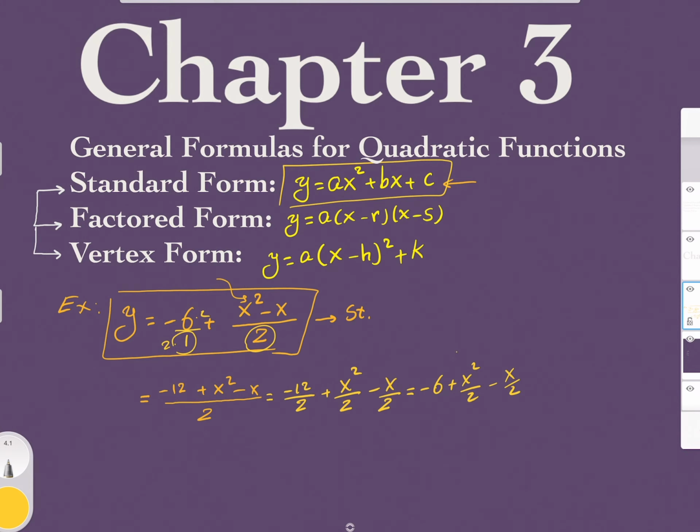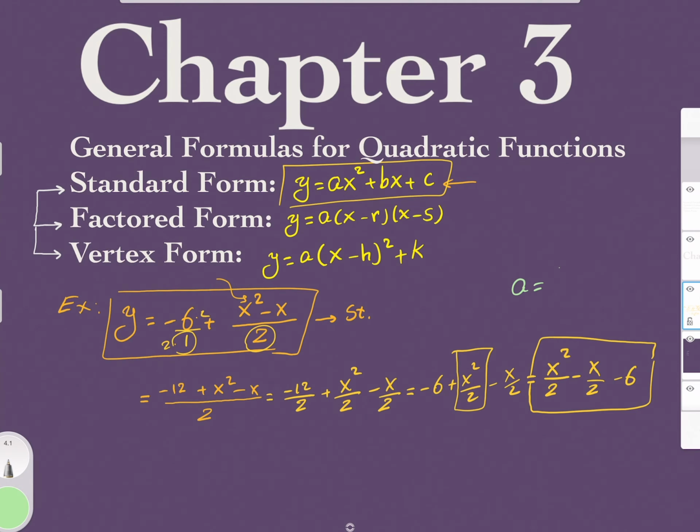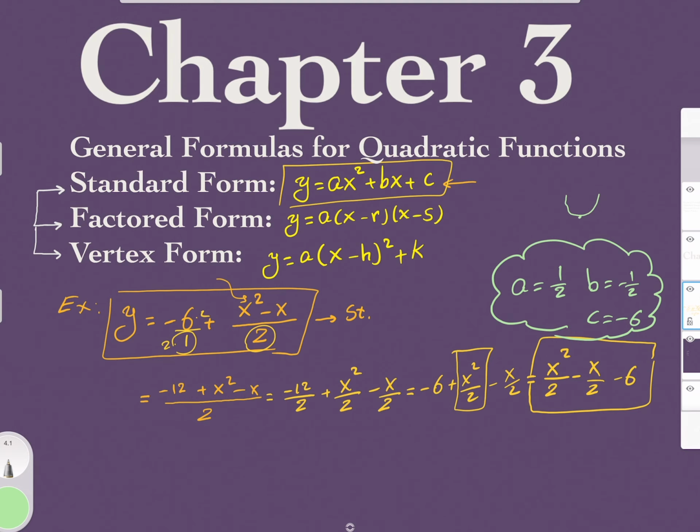In standard form, the highest degree should be first, so this will be equal to x squared over 2 minus x over 2 minus 6. So this is the standard form. If they ask us to find a, b, c, a will be 1/2, b will be -1/2, and c will be -6. And this will be concave up because a is positive.